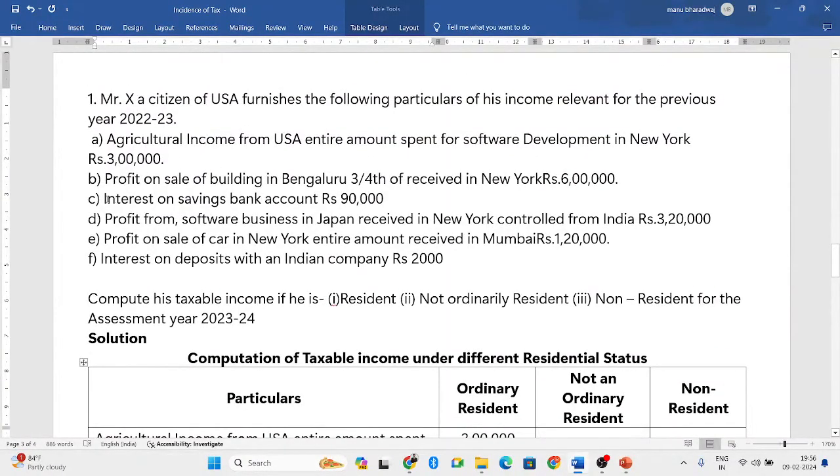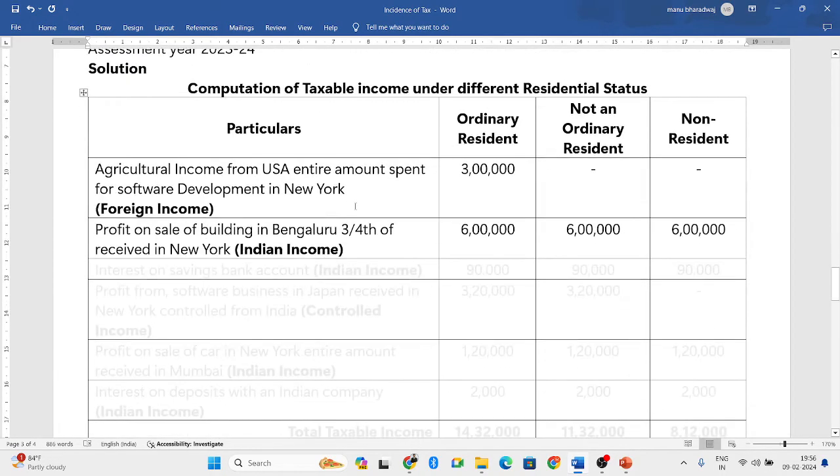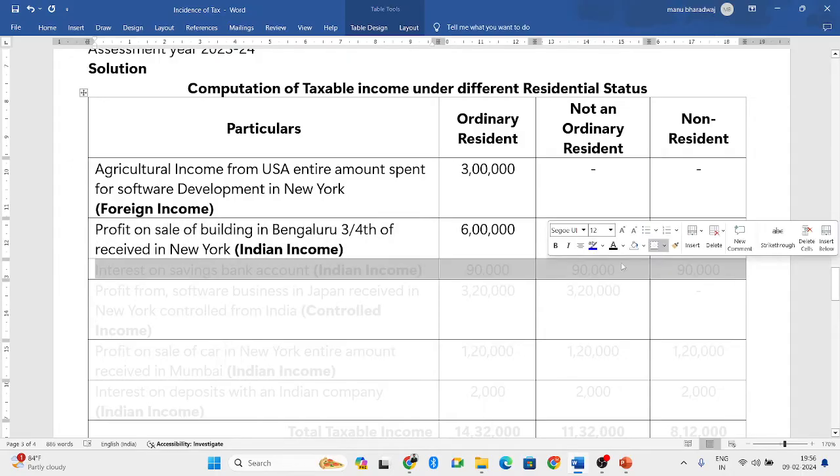Third question, interest on savings bank account, 90,000. We all know that if it is a post office savings bank, some exemptions are there, but they have not mentioned whether it is post office or any other bank. When they have not mentioned anything, we will consider it to be other banks only. So 90,000. They have not mentioned whether it is in India or outside India. We assume that it is in India. So we consider it as Indian income. As it is an Indian income, all the three members will be taxable.